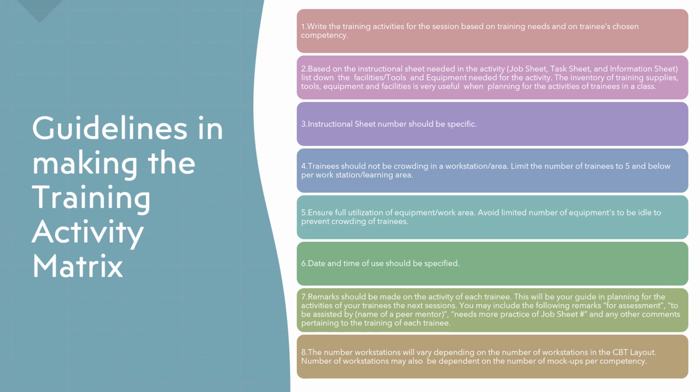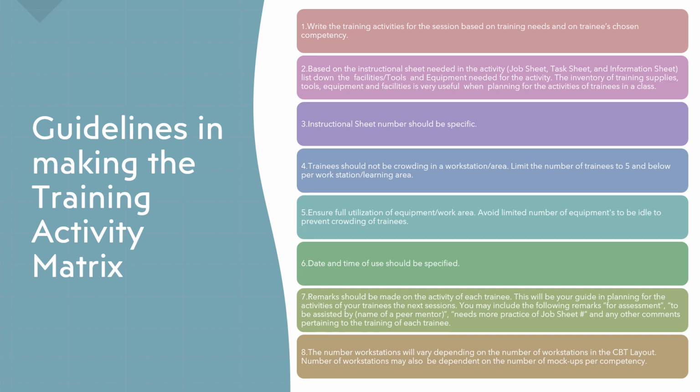The inventory of training supplies, tools, equipment, and facilities is very useful when planning for the activities of trainees in a class. So if you're going to remember, part of your training plan is you also specified the training resources. So you just need to transfer or copy the specified training resources which you have identified from your training plan to your training activity matrix so that in the actual, this will be the reference of the laboratory in charge, for example, on what particular resources does your student need to use in the particular time so that the laboratory will be prepared. Okay?